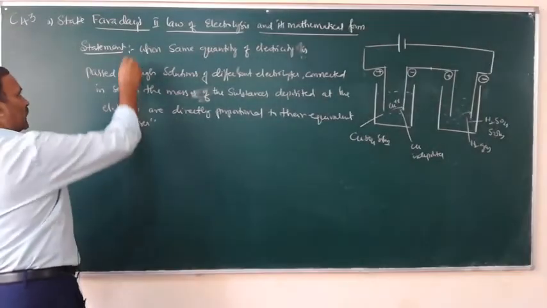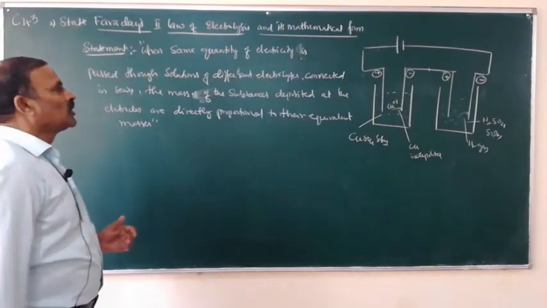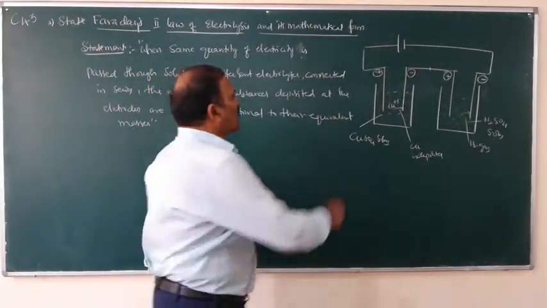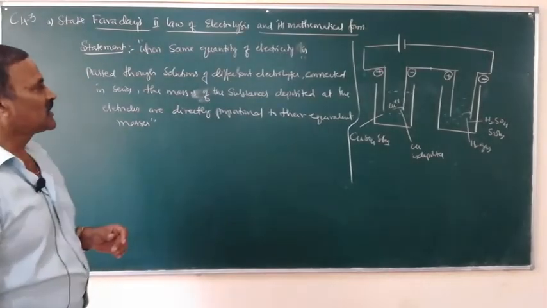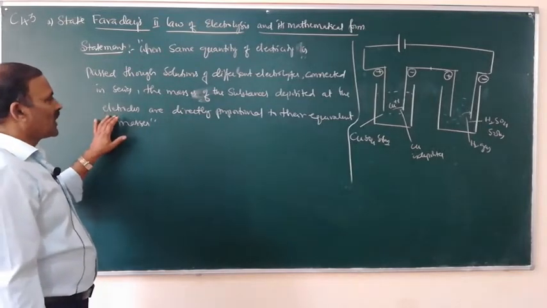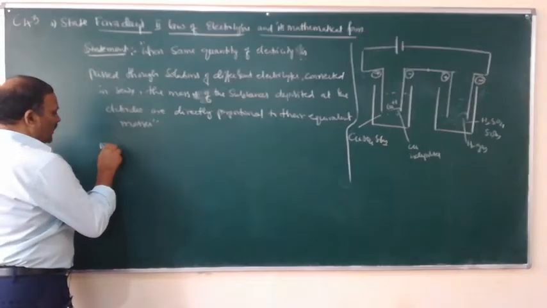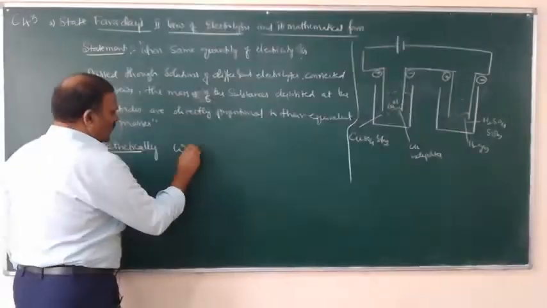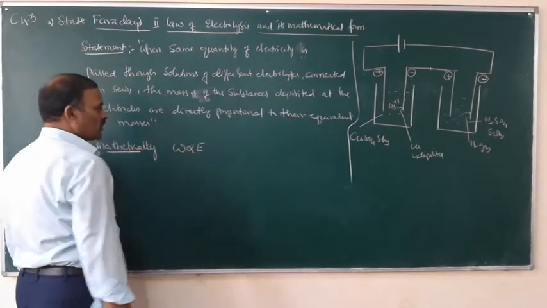So this is the definition. When the same quantity of electricity is passed through solutions of different electrolytes connected in series, the masses of the substances deposited or liberated at the electrodes are directly proportional to their equivalent masses. So mathematically, W is proportional to E.